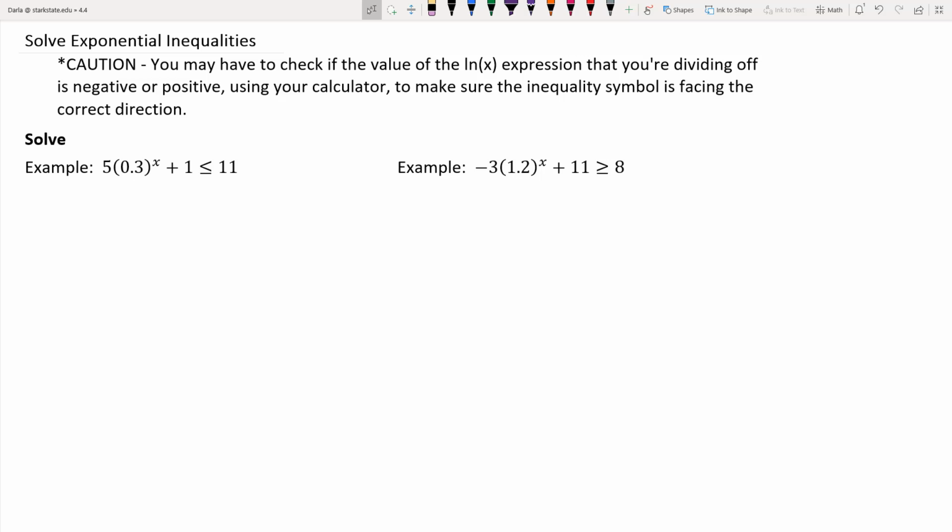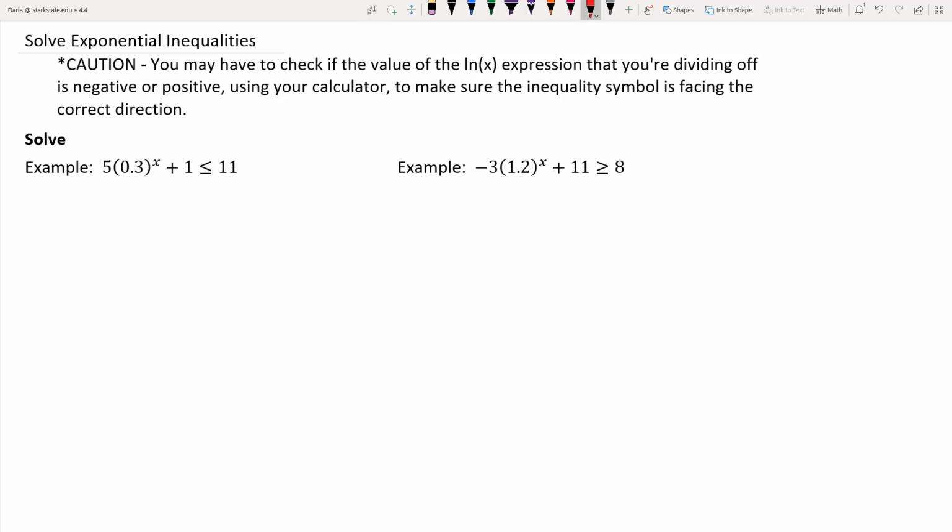direction. So if the expression is negative overall, whenever you divide by a negative on both sides of an inequality, then the symbol would have to switch. So that's a caution to you to pay attention to that step in the solving process so that your solutions come out correct. So let's go ahead and take a look at an example.